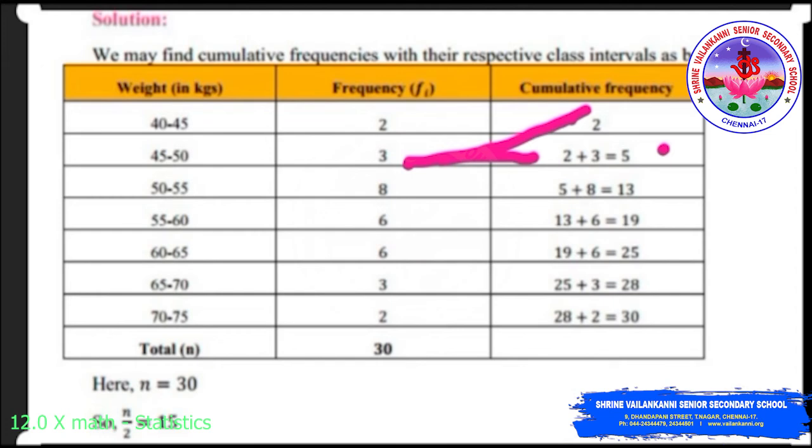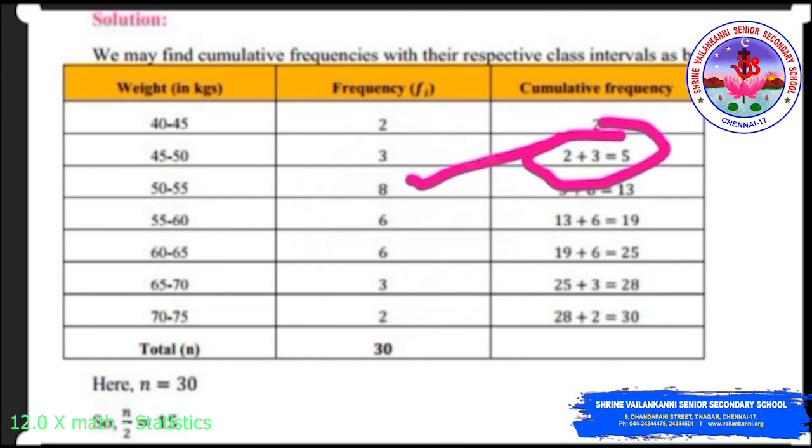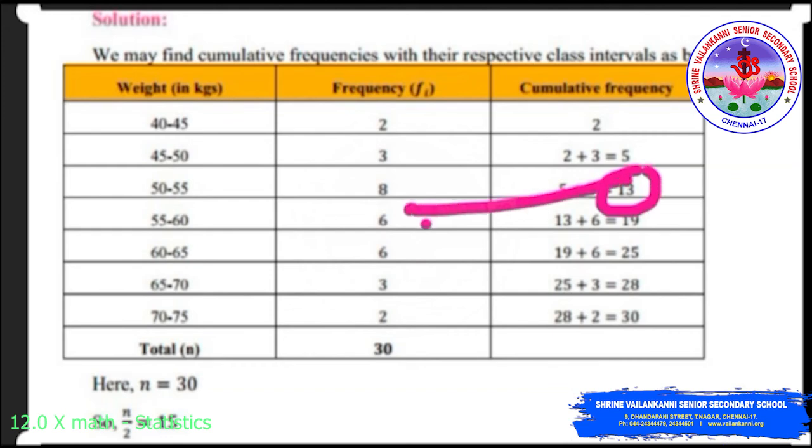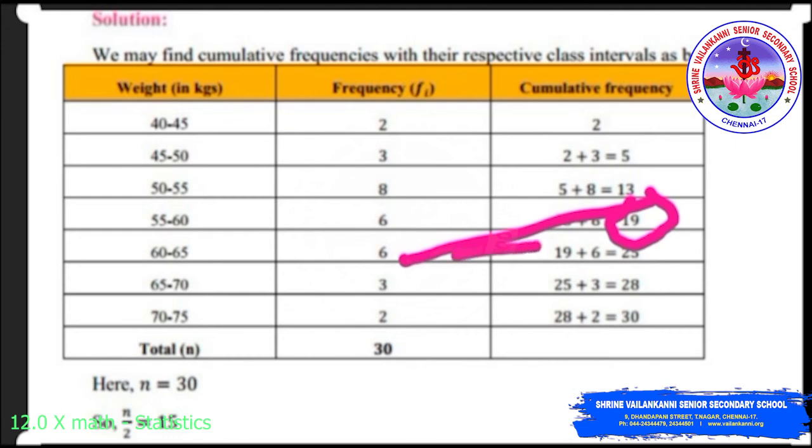The third one can be obtained by adding my 5 with the 8 in the frequency table. I will be getting 13. The fourth one can be got by adding 13 with my frequency 6. I will be getting 13 plus 6, which is equal to 19. The fifth one can be got by adding 19 with 6. I will be getting 23.